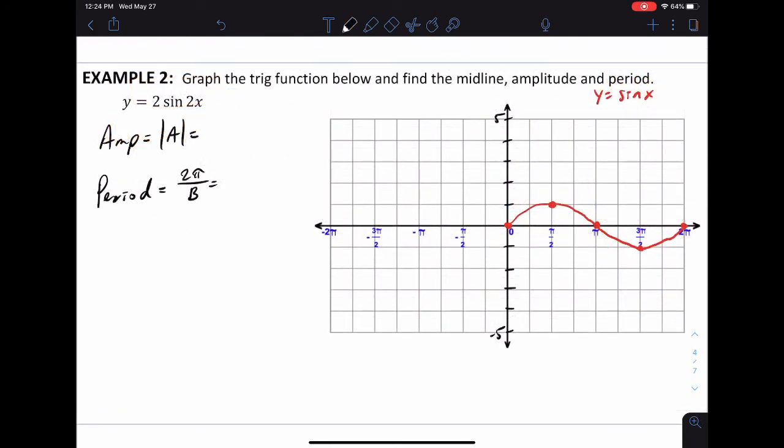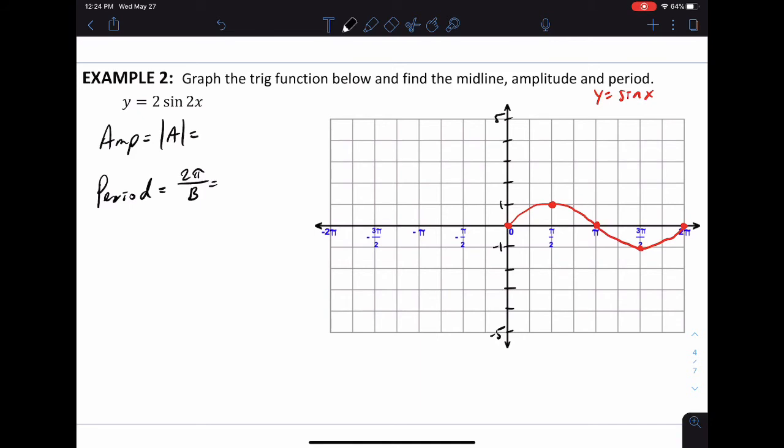Okay, so for example number 2, we have y equals 2 sine of 2x. Okay, so it's still sine. Again, in red, I've done the parent graph, y equals sine of x. It goes up 1 and down negative 1.